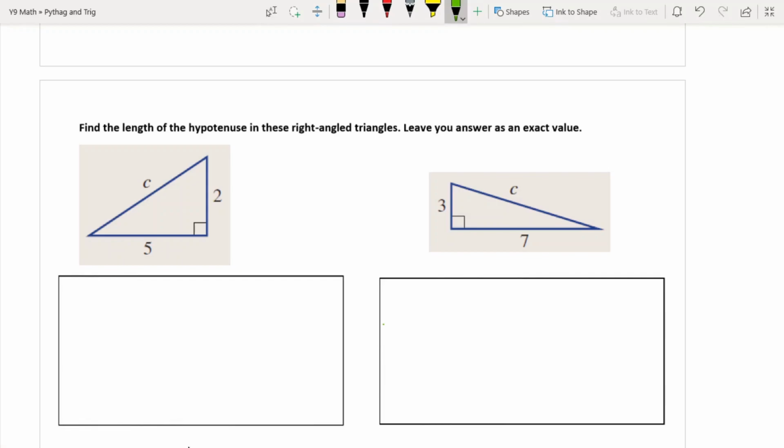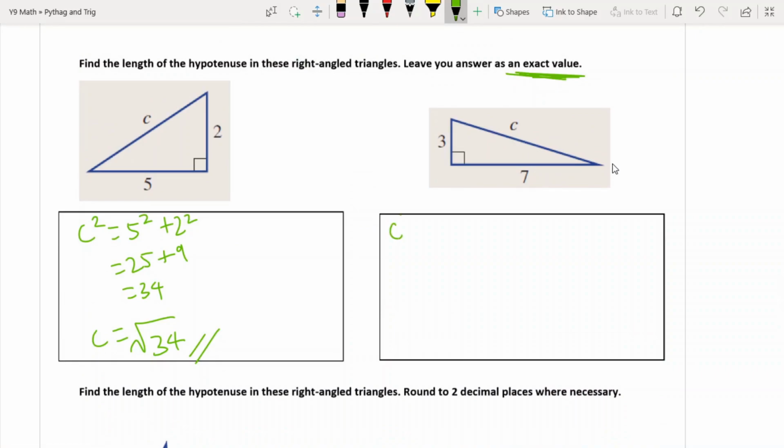Alright, so I'll do the first one with you here. Let's write the formula out again. C squared equals A squared plus B squared. Now substituting those in, that gives us 5 squared plus 2 squared, which gives us a value of 25 plus 4, which equals 29. So C would then equal square root of 29, and that is the answer in its exact form, and we would end our calculations right there.